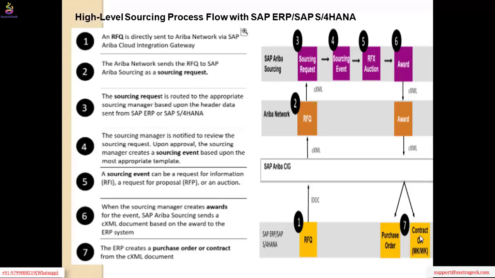So like that, we will have different scenarios based on the integration part, and this integration we can achieve with the help of the CIG. Either we are using the CIG as standalone, standalone meaning without the PI/PO, without the middleware, or if we are using the middleware, in that case as well, the process flow will look like this.